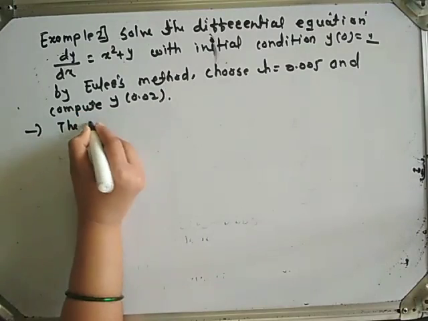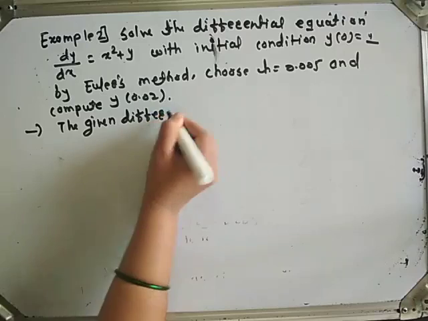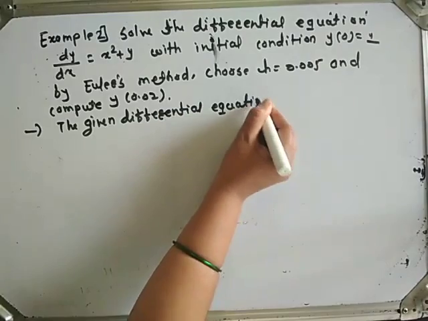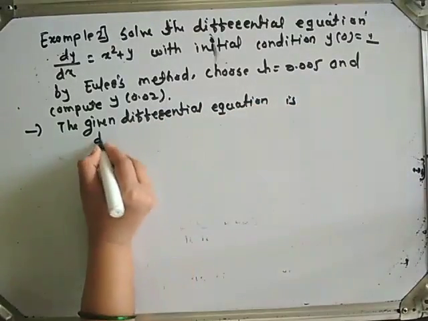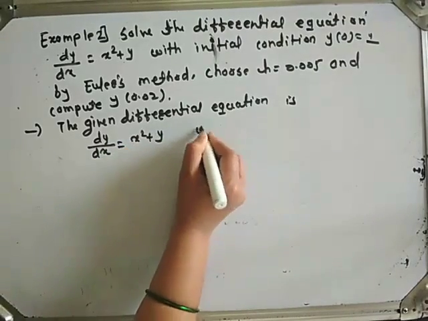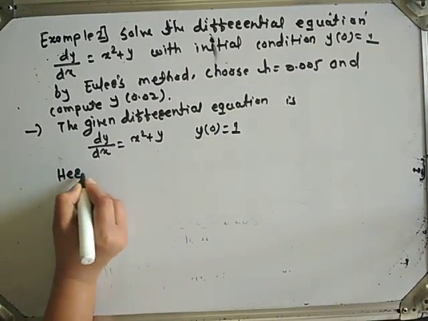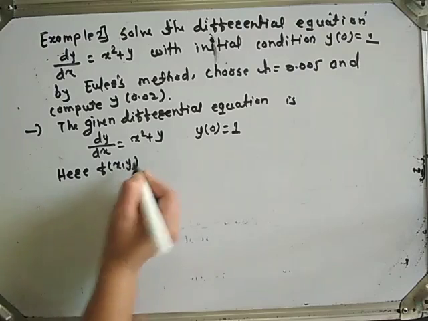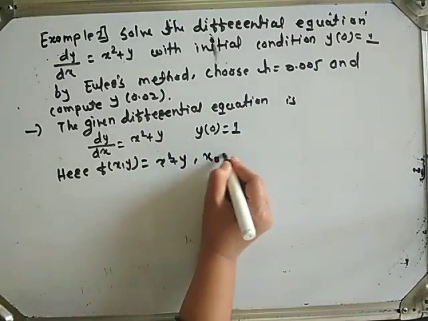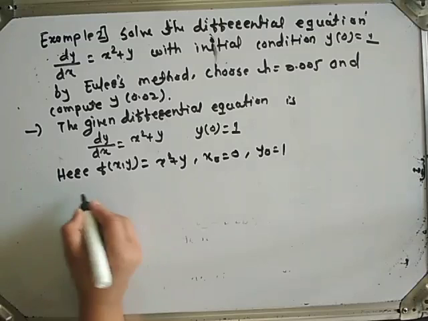Solution. The given differential equation is dy by dx equals x square plus y, with y of 0 equals 1. Here f of x y equals x square plus y. Here x0 equals 0, y0 equals 1.